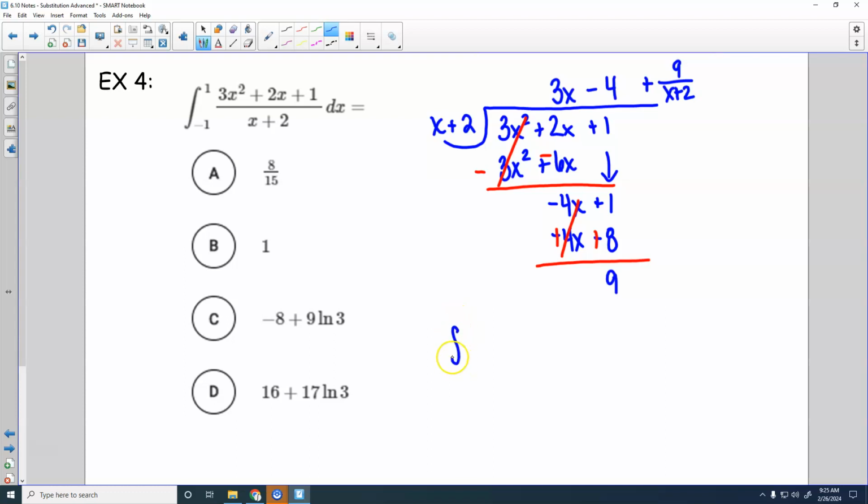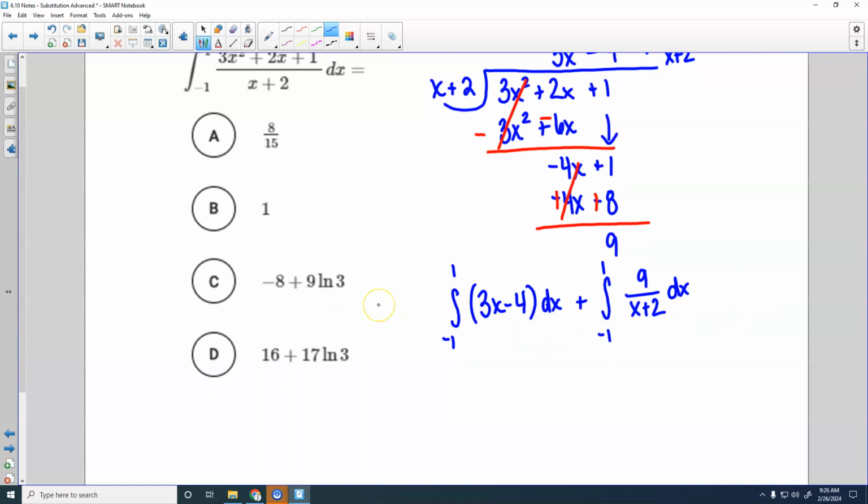So I am integrating from negative 1 to 1 of 3x minus 4 dx plus the integral from negative 1 to 1 of 9 over x plus 2 dx. Is it all right with you guys if I go ahead and split those two pieces up? This is multiple choice and it's definite integrals, so I don't really have to worry about my plus C on this. I'm going to do these two pieces completely separately and just add them together back at the end.